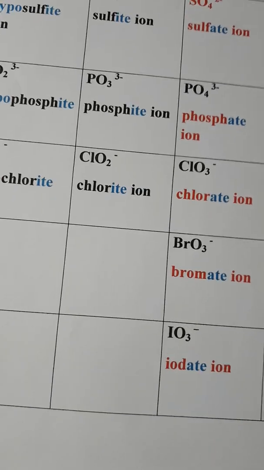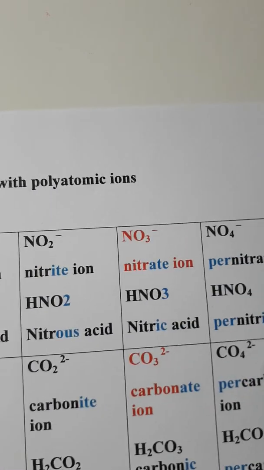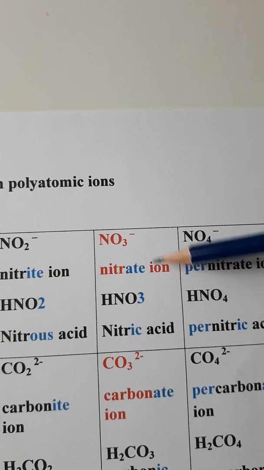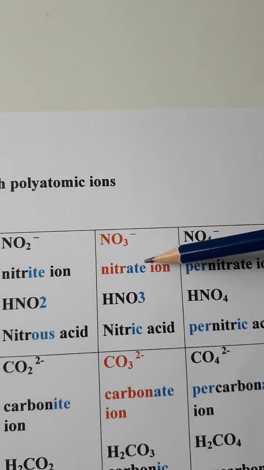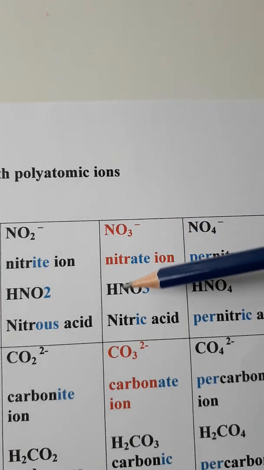And now we are going to see the names of the acids with polyatomic ions. Now this is my nitrate ion, NO3 minus. The acid that can be formed with this ion is HNO3.